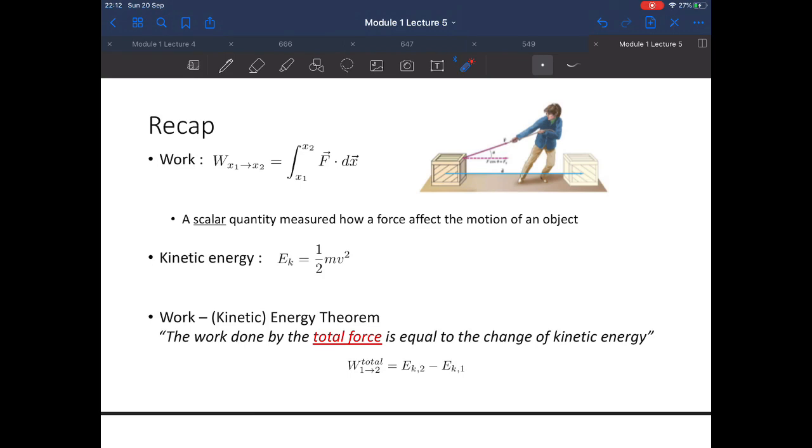Now, we also talked about kinetic energy last time. Kinetic energy, denoted by EK, is defined as equal to 1/2 m v squared, where m is the mass and v is the speed of the system.